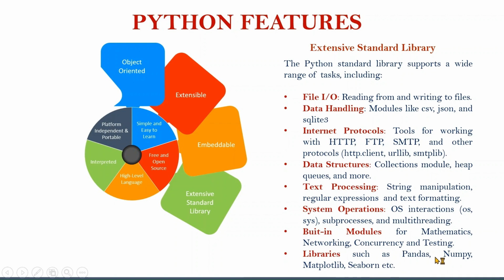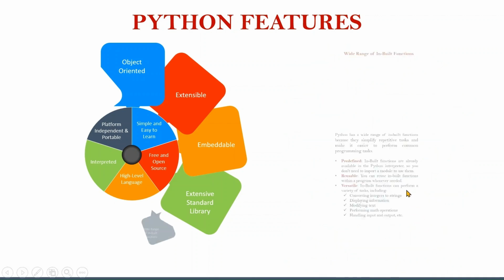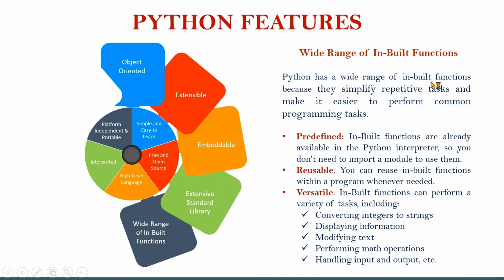and data pre-processing. Now coming to the next feature, we have a wide range of inbuilt functions. Now that is the best advantage that you're getting with Python. Earlier we needed to write a lot of code in order to do a small application, but now with one line of a particular function call, we are able to do a major work. So Python has a wide range of inbuilt functions because they simplify repetitive tasks and make it easier to perform common programming tasks. So huge code has been reduced. Now again and again I would need to write the same set of code, maybe 50 lines, 100 lines, repetition. That particular task is gone.